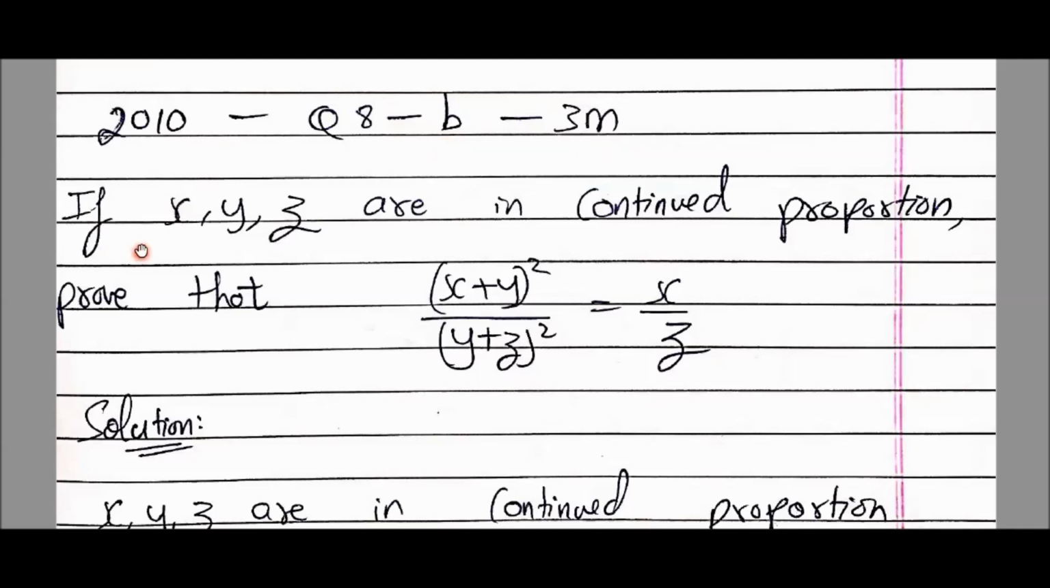Moving on to the next question, 2010 question number 8b, which carried 3 marks. Same thing, no difference. If x comma y comma z are in continued proportion, see once again I will tell you, no need of giving this continued word. If 3 things are given and proportion is given, they have to be in continued proportion. We have to prove something like this.